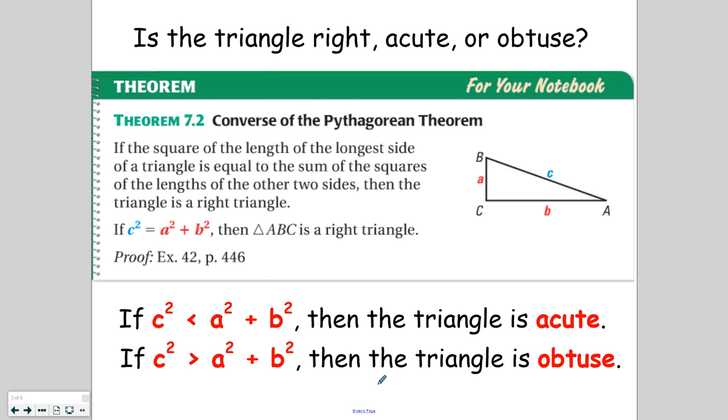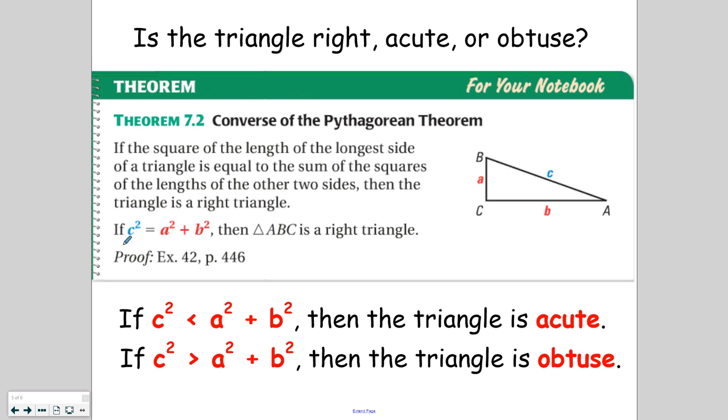And the converse can really be used to determine whether this triangle is right, acute, or obtuse. The converse of the Pythagorean theorem reads, if c squared equals a squared plus b squared, then the triangle is right. The Pythagorean theorem was, if it's a right triangle, then c squared equals a squared plus b squared. So we're just flipping that around.